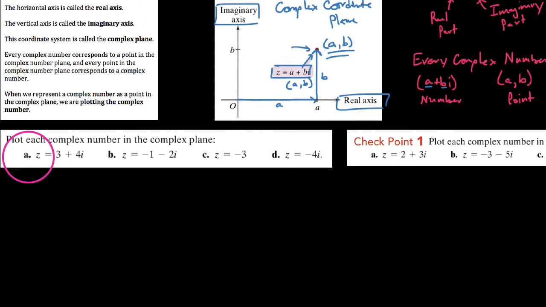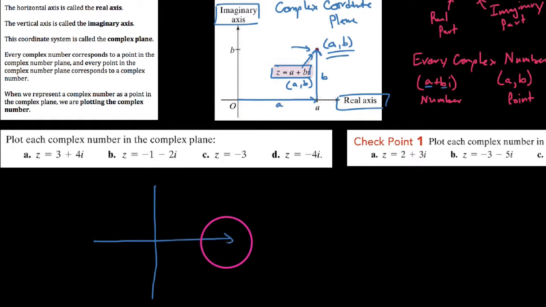Looking at these here, a, b, c, and d, it just says, plot each complex number in the complex plane. What we're actually going to do is form not an xy plane, but a real and imaginary plane. We'd say this is our real axis. We don't have to label this, but I am going to write the real and the imaginary axes.